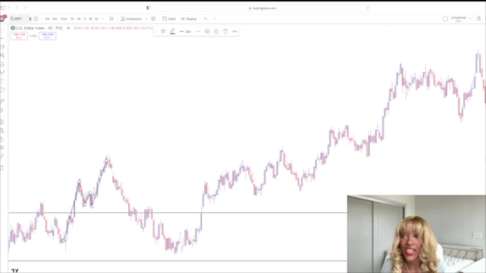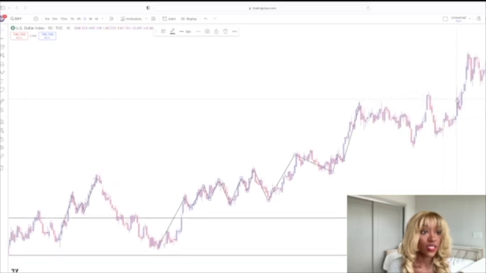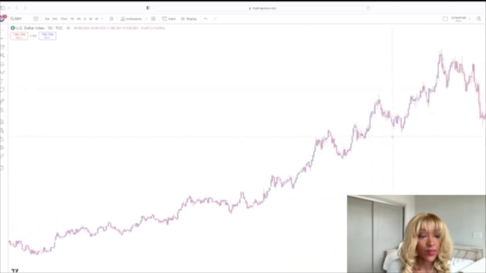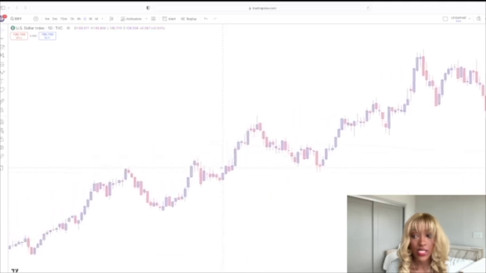So as you can see right here, this is probably a better example of an uptrend. Higher lows, higher highs. You guys get the point before it starts consolidating or ranging again. All right, let's mark up some support and resistance areas.